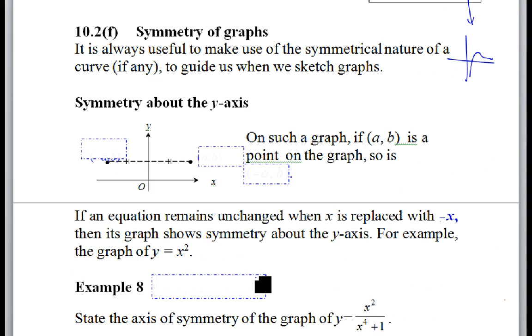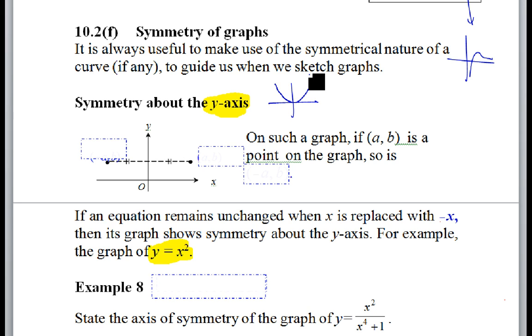It is actually quite useful to know symmetry of graphs. I'm going to go through this quite quickly. Symmetry about the y-axis. When we study this, you think of a classical example. Y equals x squared is a classic case of symmetry about the y-axis.